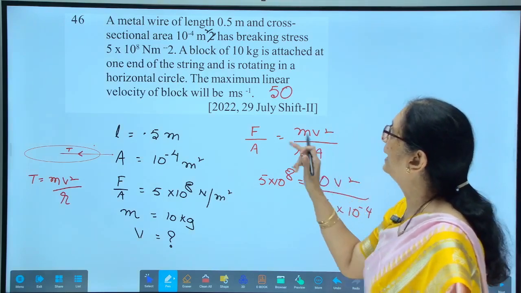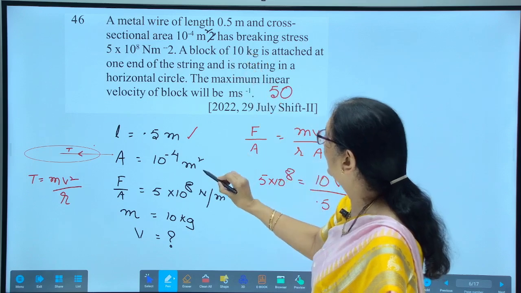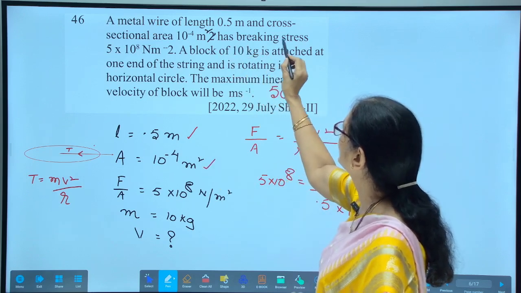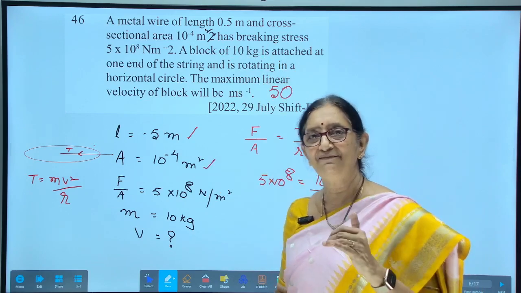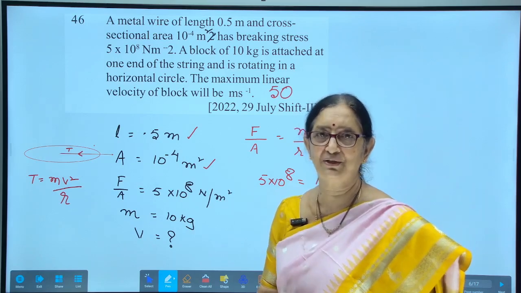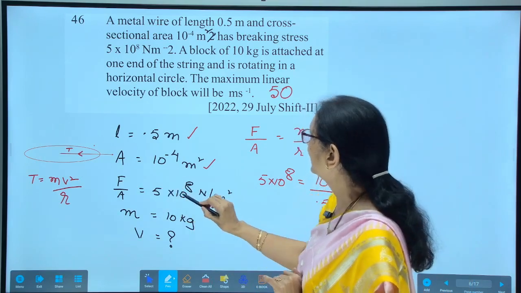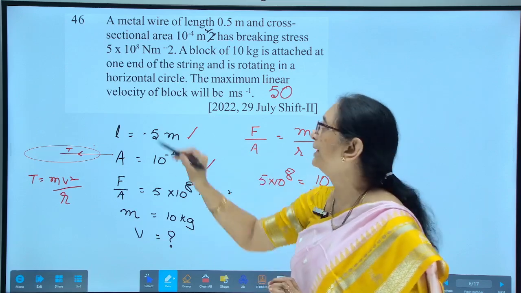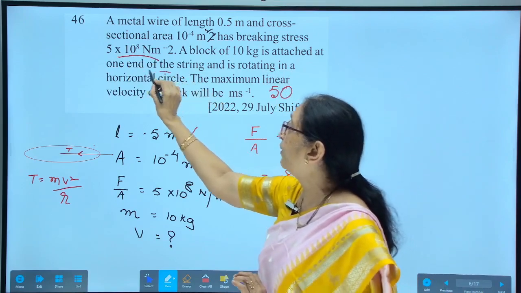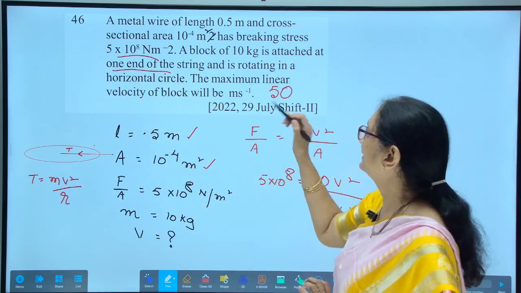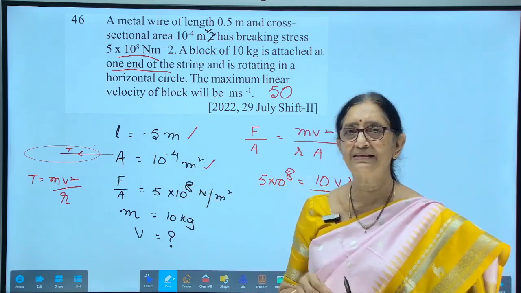A metal wire of length 0.5 meters and cross-sectional area 10 power minus 4 meter square has a breaking stress. The maximum force it can withstand per unit area of cross-section is called the breaking stress. That is F by A, given as 5 into 10 power 8 Newton per meter square. A block of 10 kg is attached to one end of the string and it is rotating in a horizontal circle.